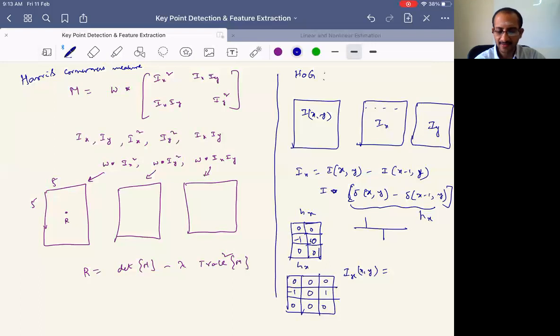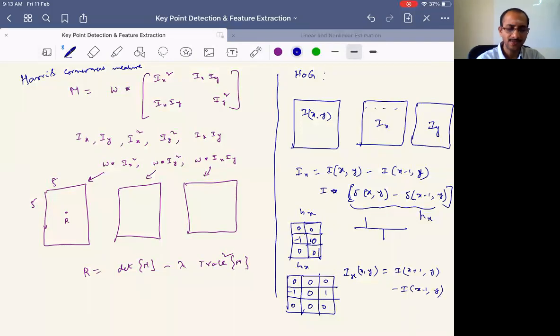If this is hx, can some of you tell, how should I write it in terms of I of x comma y now? If this is hx, it is I of x plus 1 comma y, I of x plus 1 comma y, very good, minus I of x minus 1 comma y. Very good. That's all. So this is how it comes.